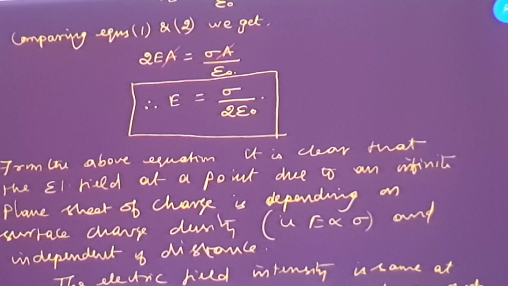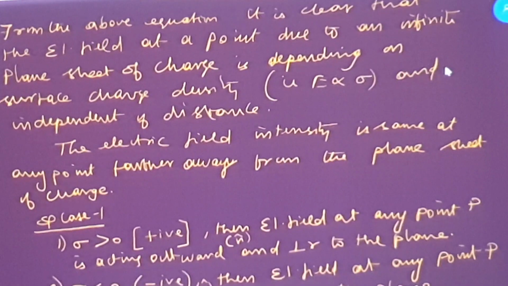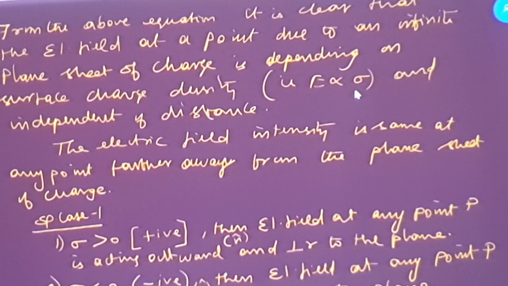So I have written the conclusion as 2 points. In the first point, I have written that the electrical field is directly proportional to the surface charge density, and in the second one I have written that it is independent of the distance. With that, I have written the conclusion that the electrical field intensity is the same, because it is independent of distance, at any point which is far away from the plane sheet of charge.